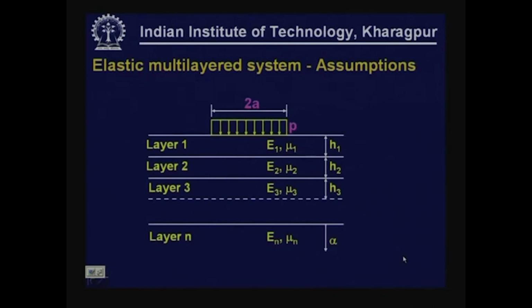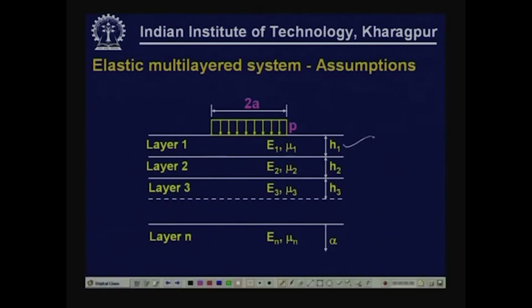The next system would be an elastic multi-layered system. It comprises obviously of a number of layers, 1 to n layers. Each layer is characterized by the thicknesses and elastic modulus value and Poisson ratio value, and typically what we consider is a circular contact area load, uniformly distributed pressure applied at the surface.